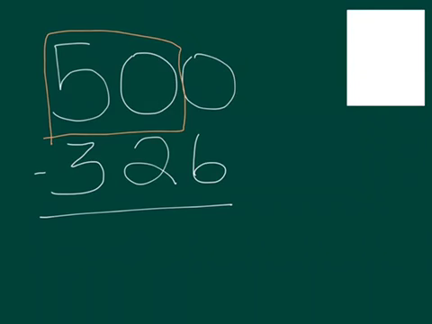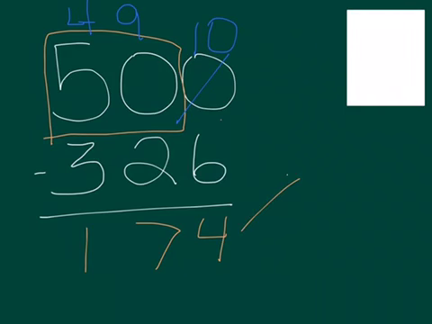If I need to regroup one of those tens into my ones column so that I can subtract, I need to take 1 ten away from 50. So what's 50 minus 1? The answer is 49. And I'm going to take the 10 that I took away and change it into units. So that gives me 10 units. And now I have 10 minus 6, which equals 4. 9 minus 2, which equals 7. And 4 minus 3, which equals 1.